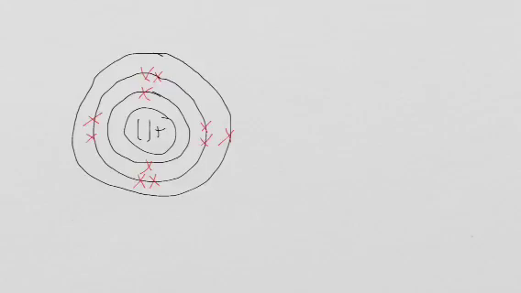What group is it in? 1. So how many electrons will be in the outermost shell? 1. Yes. So let's draw an atom of sodium. So here's our atom of sodium.